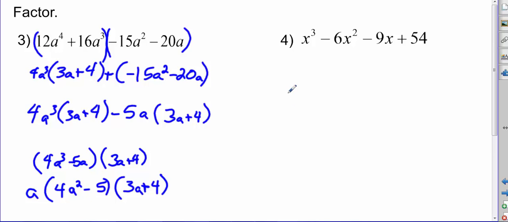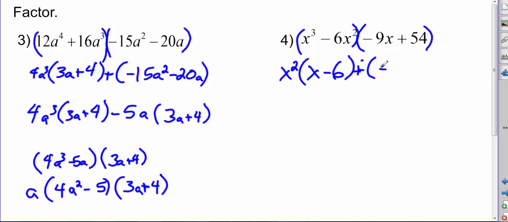Okay, on number 4, we're going to do this set. And then I'm also going to put my parentheses right there. I just want to make sure I don't mess up the sign that I put in front of my coefficient. So we're going to factor out an x squared over here. That's going to give us x minus 6, and then we're going to add everything inside of this set of parentheses. Okay.